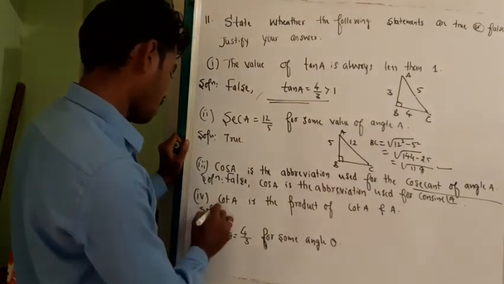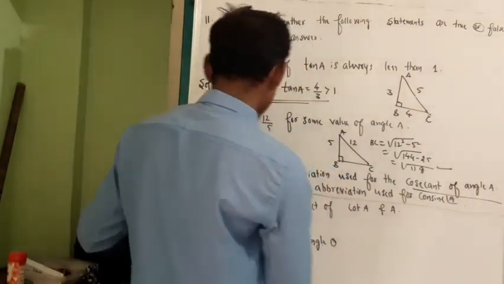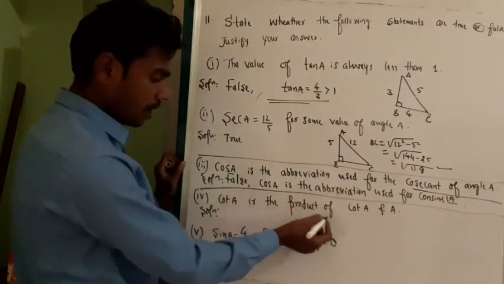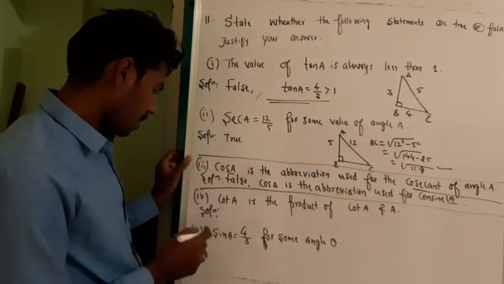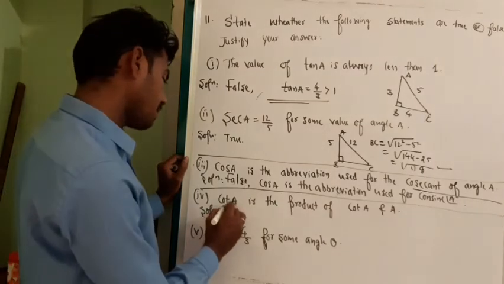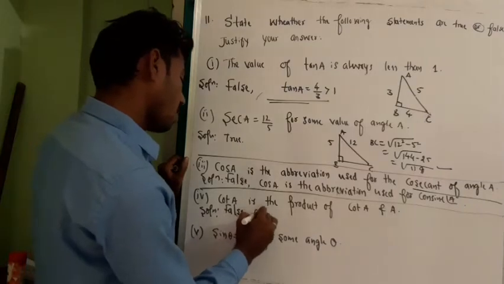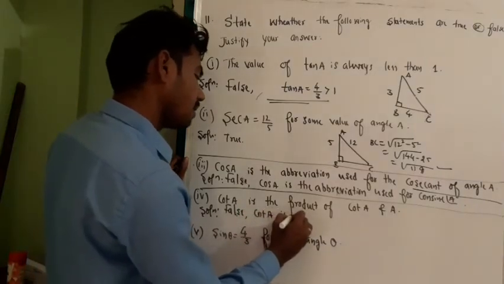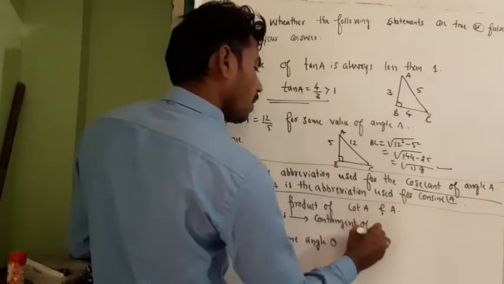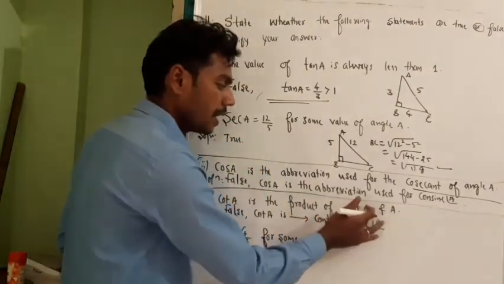Next, cot A is the product of cot and A. I am going to separate this out to avoid confusion. So next, cot A is the product of cot and A. No, so false, because cot A is nothing but the cotangent of angle A, not cot into A.